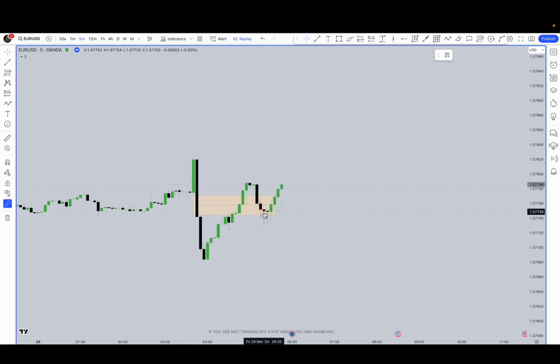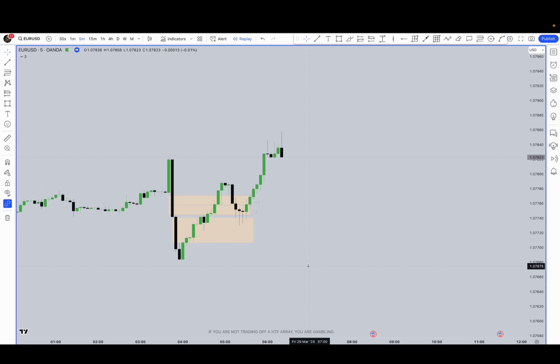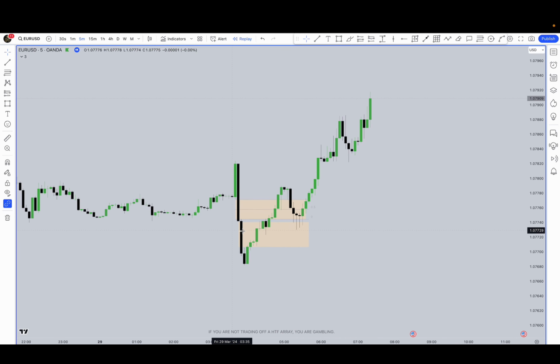They don't respect the fair value gap. They come back into the bottom inversion fair value gap to then trade higher. So you see how these inversion fair value gaps are used. If you have 2 of them, always be certain to have your stop loss below all of them.